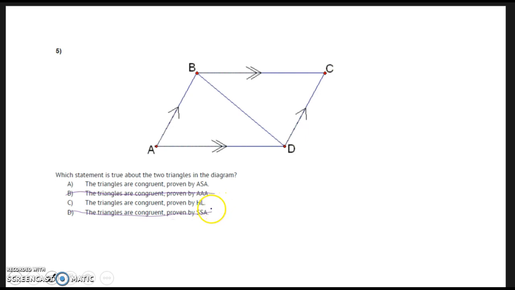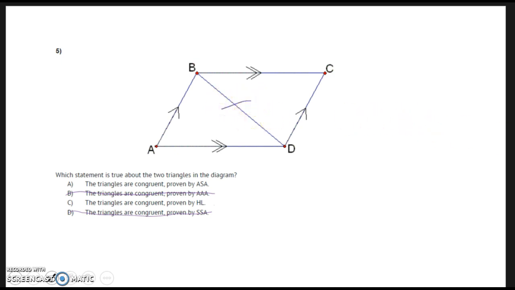Hypotenuse leg is if we have right triangles, which this does not look like. We don't know that for sure, so we'll leave that open as an option, but as of right now, it doesn't look like those are right triangles. So we're leaning towards A, but we need to prove that.